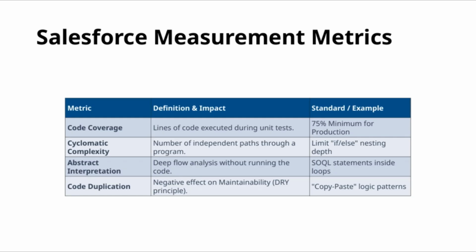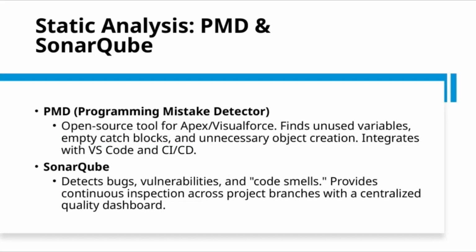Don't repeat yourself. Let's talk about 2 powerful tools for static code analysis, PMD and SonarQube. PMD is an open-source detector that helps us catch common programming mistakes in Apex and Visualforce. It spots unused variables, empty catch blocks, and unnecessary object creation. Plus, it fits right into VS Code and CI/CD pipelines. Then there's SonarQube, which goes deeper, detecting bugs, vulnerabilities, and what we call code smells. It keeps an eye on quality across all project branches through a centralized dashboard. Together, they help us write cleaner, safer code.